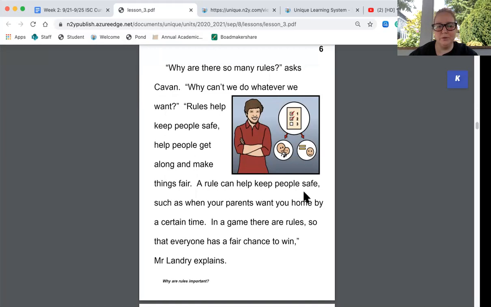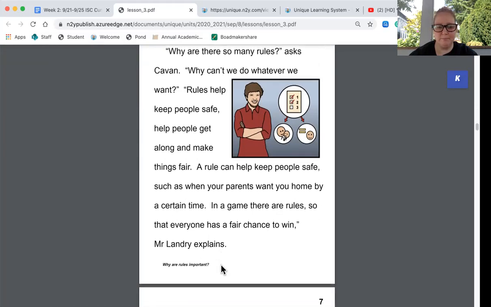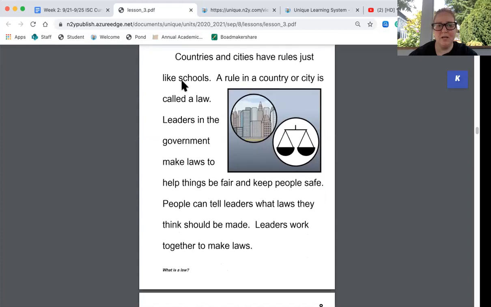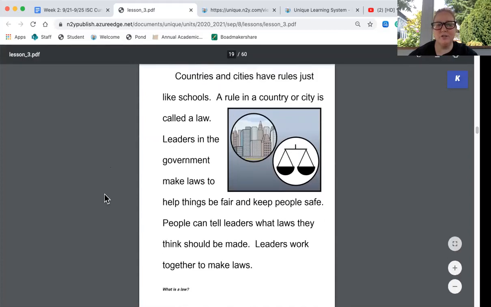A rule can help keep people safe, such as when your parents want you home by a certain time. In a game, there are rules so that everyone has a fair chance to win. Mr. Landry explains. Countries and cities have rules just like schools. A rule in a country or city is called a law. Leaders in the government make laws to help things be fair and keep people safe. People can tell leaders what laws they think should be made. Leaders work together to make laws.